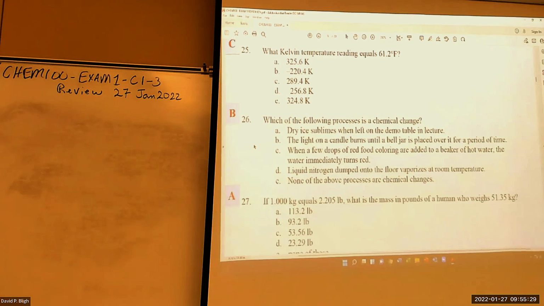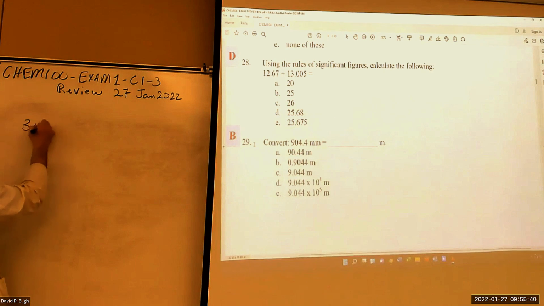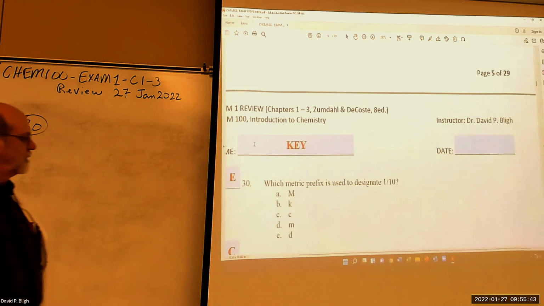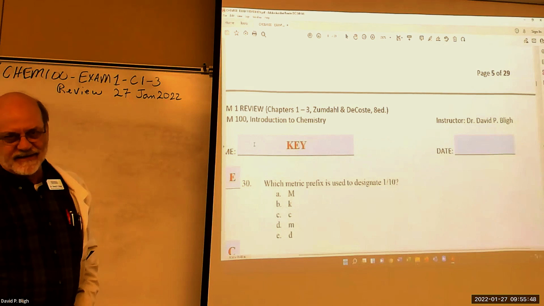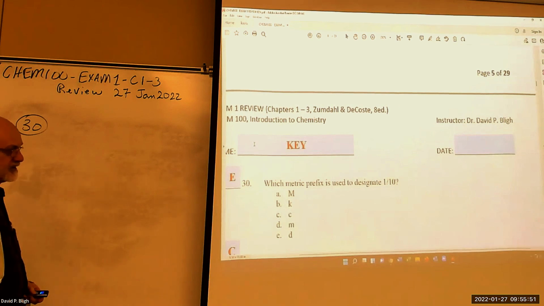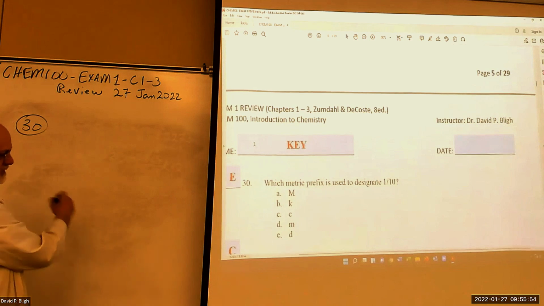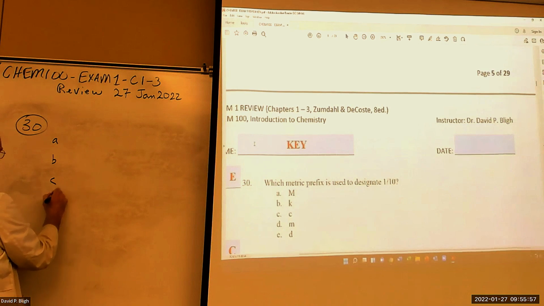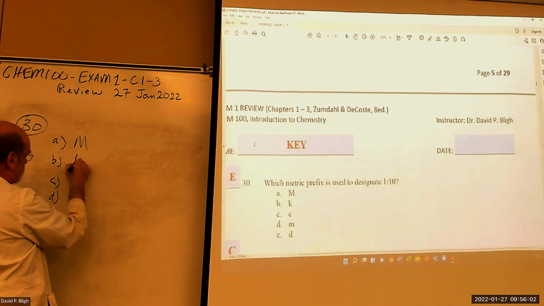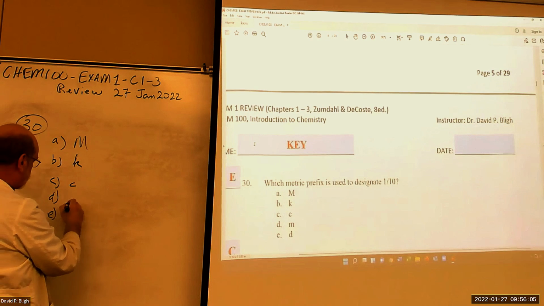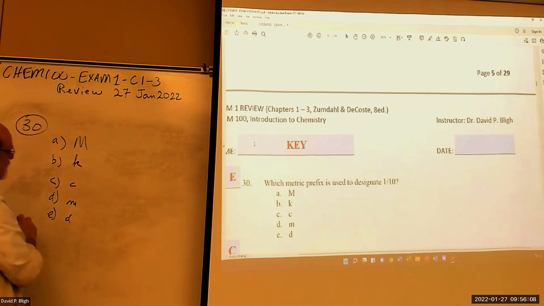Let's see. There's some redundant ones. Let's skip down to 30. 30 is a test of your memory. Which metric prefix is used to designate 1/10? And remember your prefixes. Well, let's look at these that are given. A, B, C, D, E. Big M, little k, little c, little m, d.